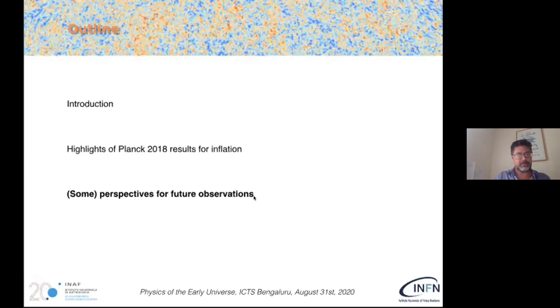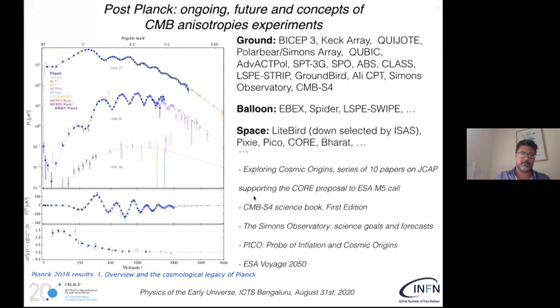Let me turn now to some perspective for future observations. The post-Planck effort in improving CMB anisotropy measurement at all angular scales will continue in the next decade, with ground, suborbital, and space experiments in preparation. This list could be incomplete eventually. And the science case for these new experiments or new concepts has been properly spelled out in several publications.